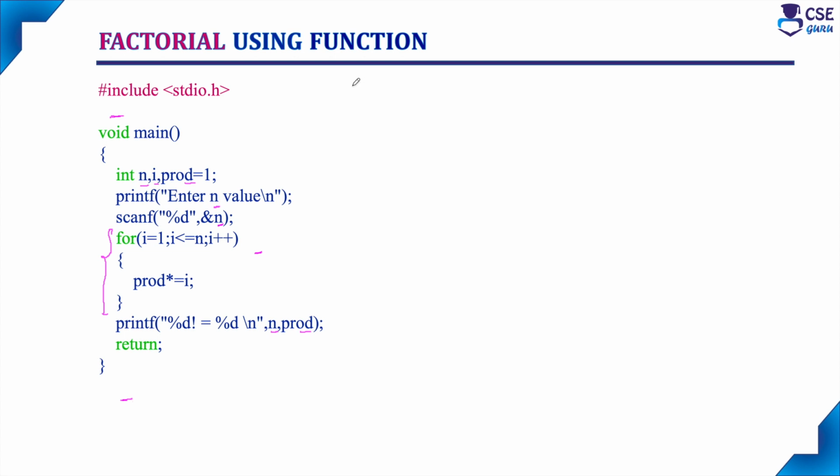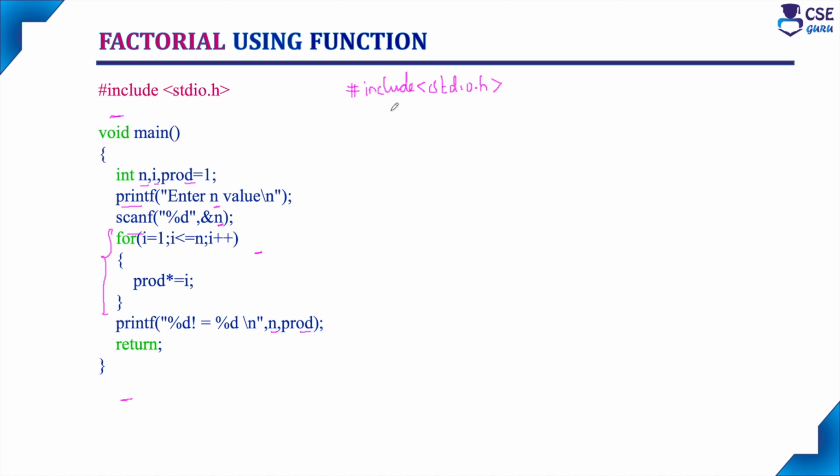The header file part, as it is, we can place. That is hash include stdio.h, the standard input output header file. Here we have used the printf statement and scanf statement. Printf is the output statement and scanf is the input statement. To use these kinds of input output statements, we need to include the header file stdio.h.